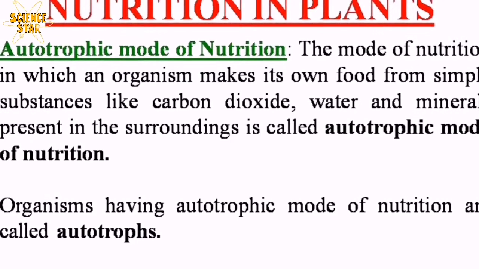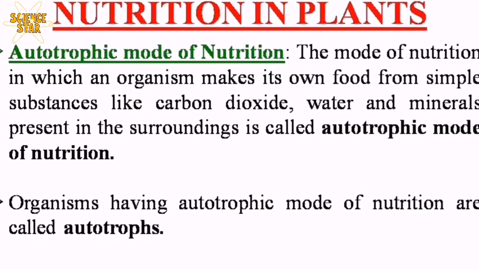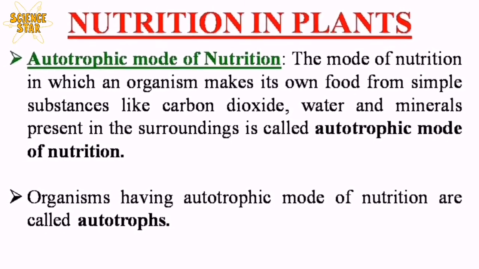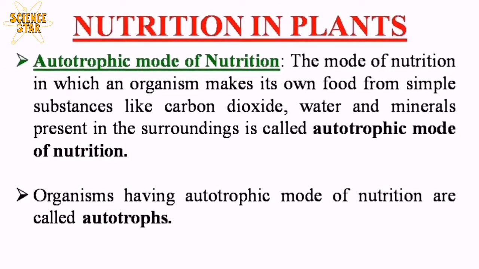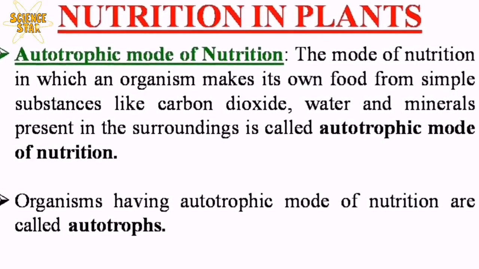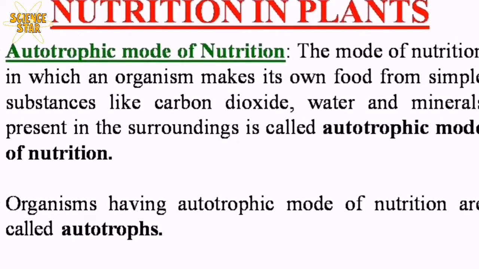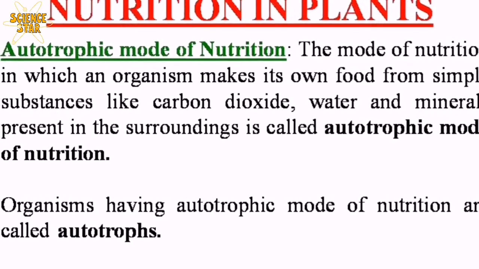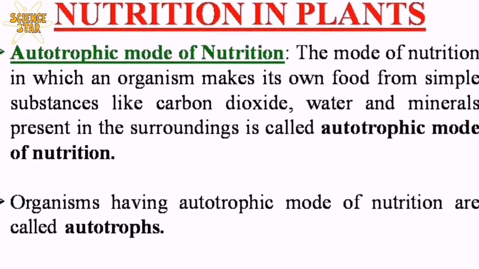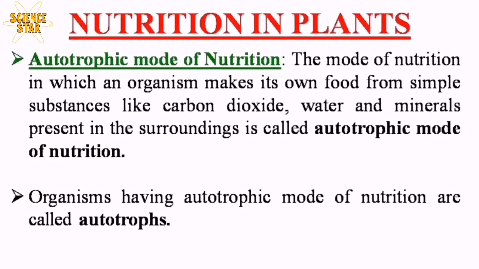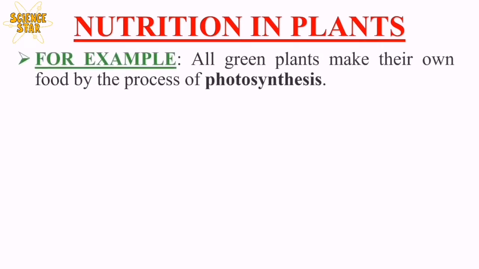In autotrophic mode of nutrition, the mode of nutrition in which an organism makes its own food from simple substances like carbon dioxide, water and minerals present in the surroundings is called autotrophic mode of nutrition. Organisms having autotrophic mode of nutrition are called autotrophs. All green plants and some bacteria are autotrophs because they prepare their own food. Let us discuss this in detail.